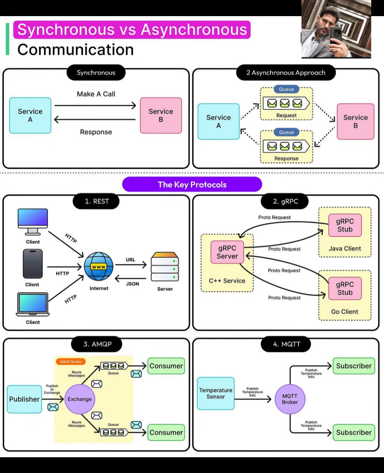So, the main takeaway is, synchronous means systems wait for a direct reply, often seen with protocols like REST and gRPC for request response. Asynchronous means systems send messages via an intermediary like a queue or broker and don't wait, enabling decoupling and scalability, often implemented with protocols like AMQP and MQTT.